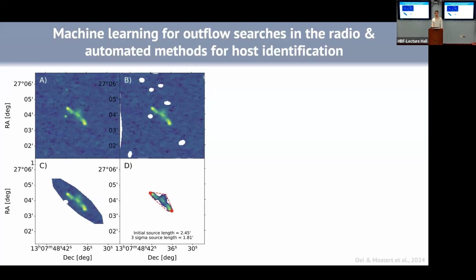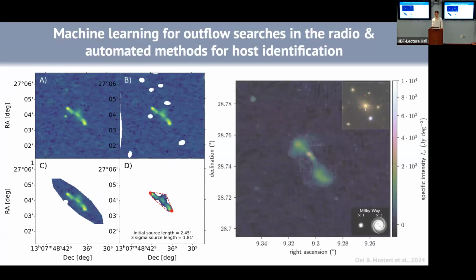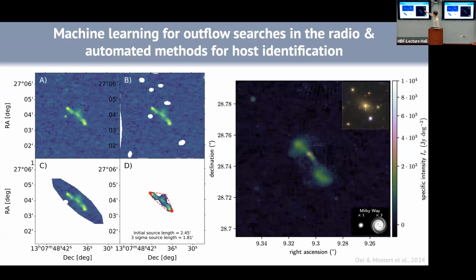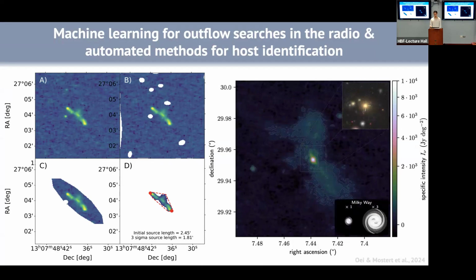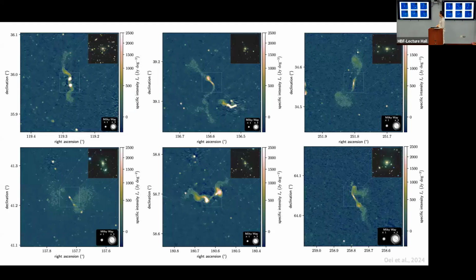We also have developed automated algorithms to identify what belongs together in the radio, and then to find an optical host galaxy. This is an example of such a jet system that we found using both automated radio component association as well as host galaxy identification. So we're able to find these giants now with some level of accuracy, about a 50% success rate without human intervention in our surveys. Here you see some examples of different morphologies that you can get.